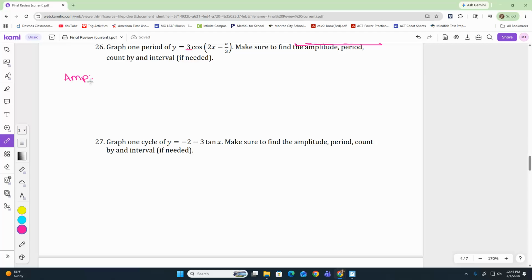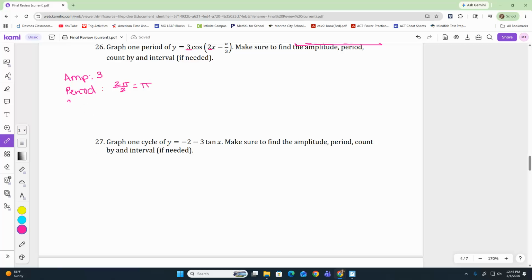That's the number in front of cosine, so that's a 3. Period. Remember, everything except tangent and cotangent has a normal period of 2 pi. To find the actual period, you take your normal period, divide by the number in front of it. So 2 pi divided by 2 is just pi.